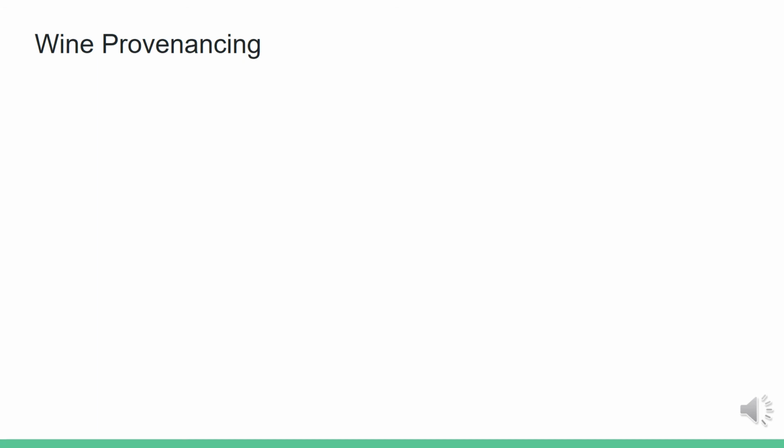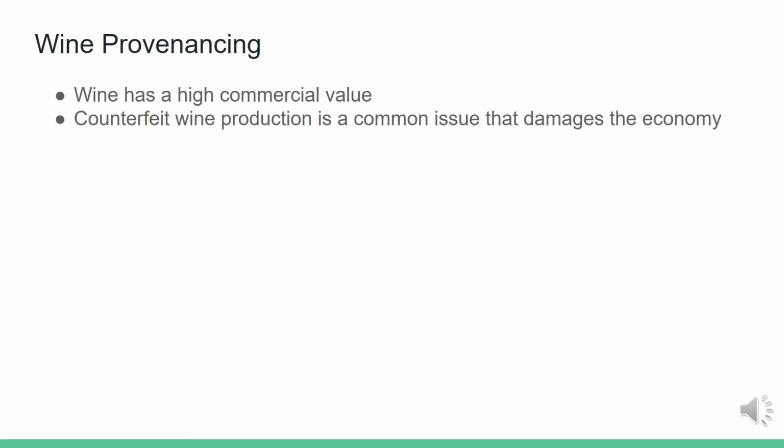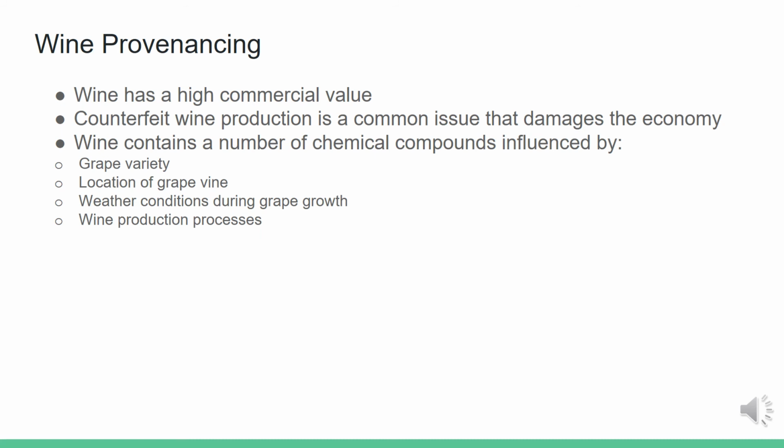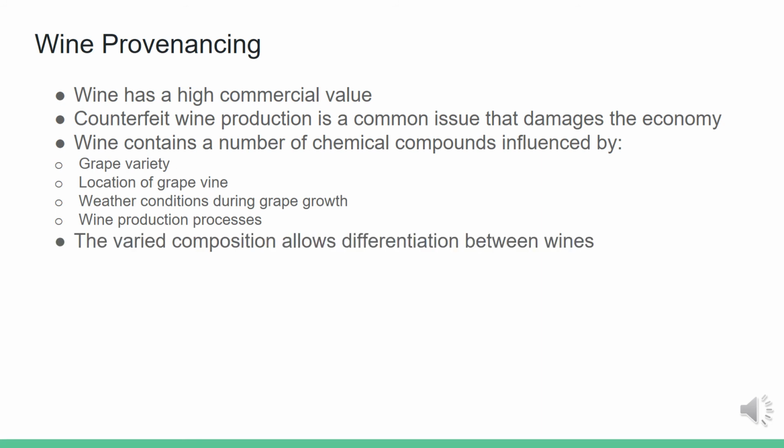Wine, the popular alcoholic beverage produced from fermented grapes, is one of many food products that has a high commercial value. Due to this, the production of counterfeit wines is a common issue that has a huge negative impact on the economy. The number and concentration of chemical compounds found in wine are influenced by grape variety, location of grapevines, weather conditions throughout the grape growing period, and wine production processes. This allows wine grown in different regions to be differentiated by analysing the chemical composition.